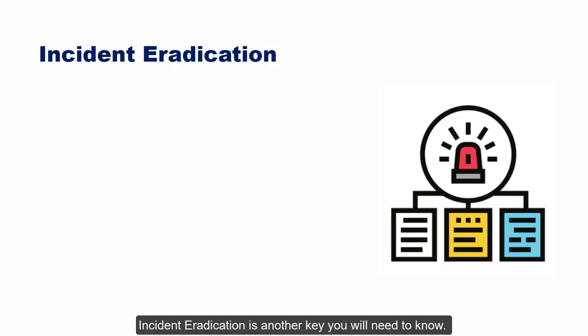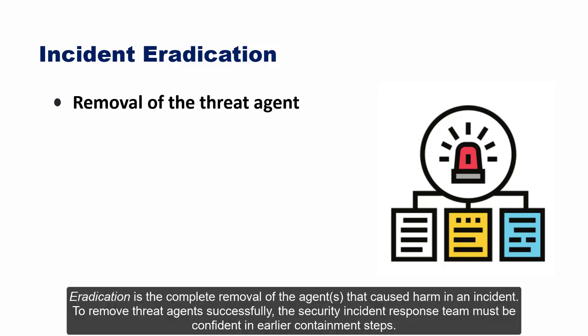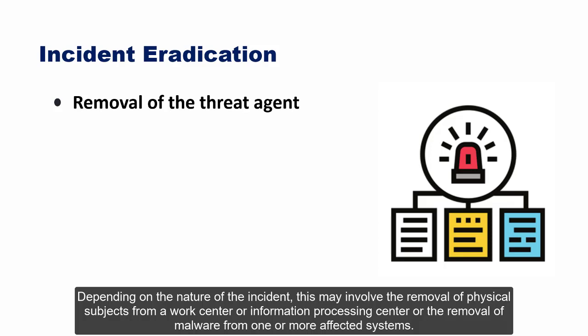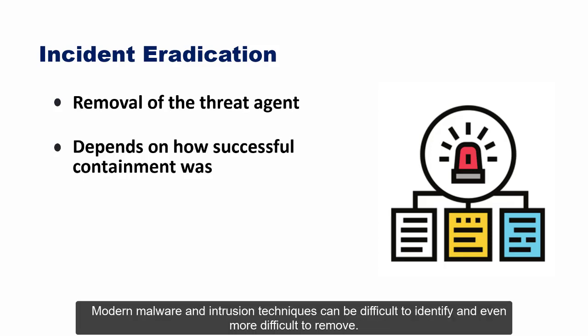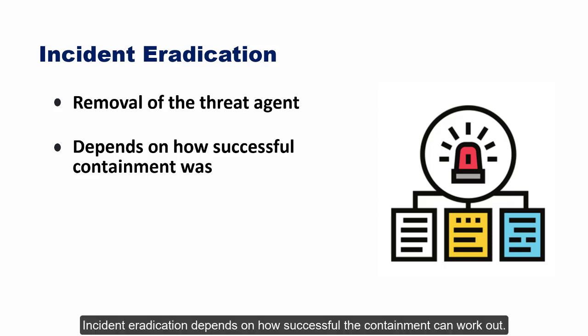Incident eradication is another key you will need to know. Eradication is the complete removal of the agents that caused harm in an incident. To remove threat agents successfully, the security incident response team must be confident in earlier containment steps. Depending on the nature of the incident, this may involve the removal of physical subjects from a work center or information processing center or the removal of malware from one or more affected systems. Modern malware and intrusion techniques can be difficult to identify and even more difficult to remove. Incident eradication depends on how successful the containment is.